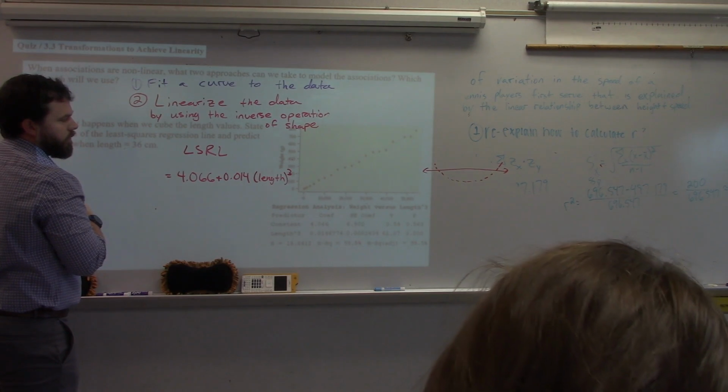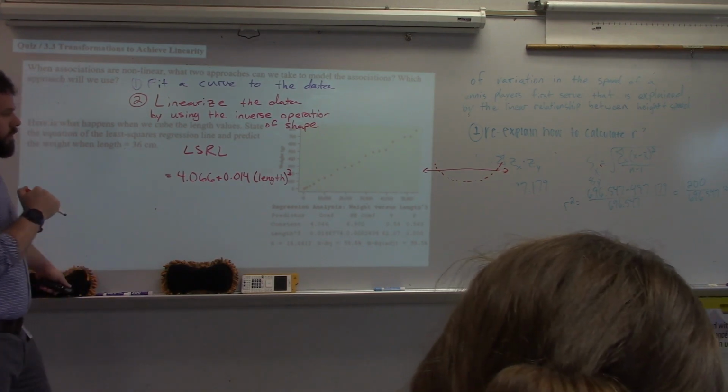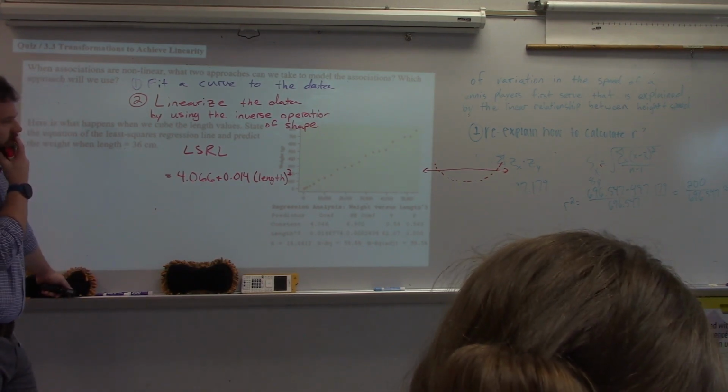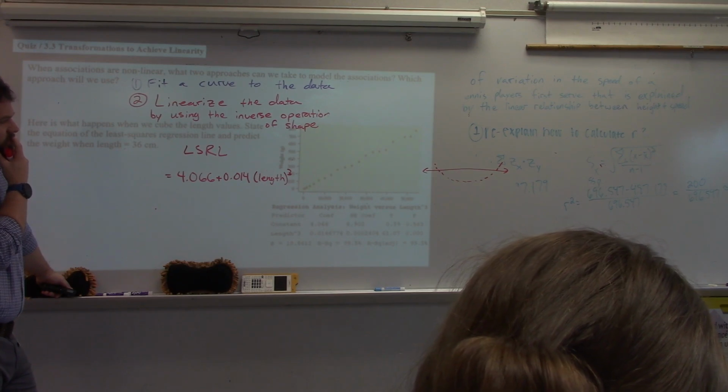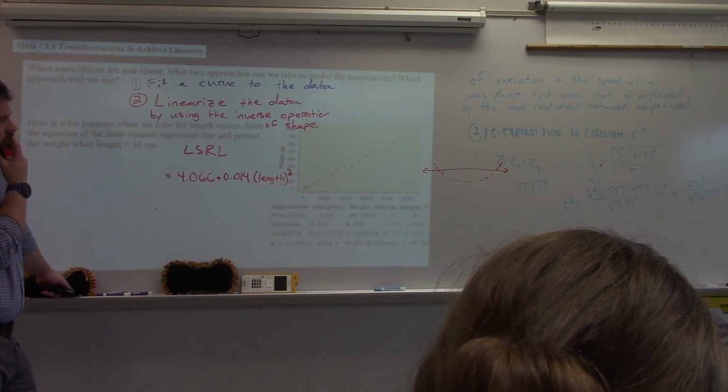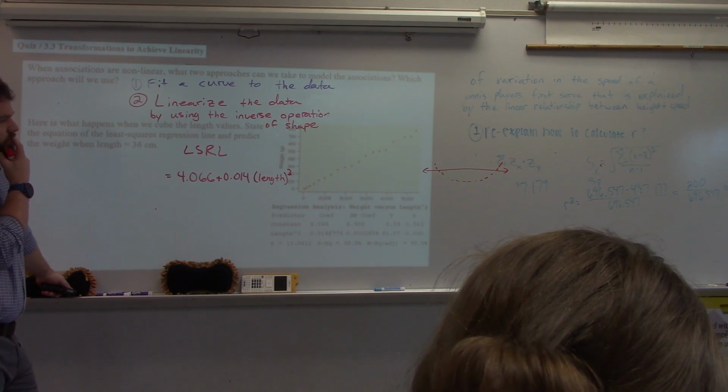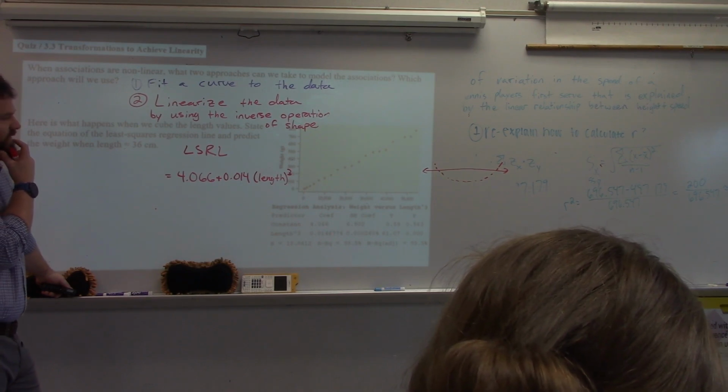Wait, should we cube it or cube root it? Cube it. So they already cubed it this time? So you keep it, or you cube that. Why am I cubing it again? Oh, we're cubing it. I hate that.